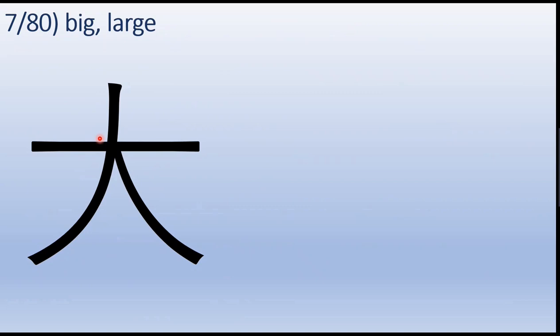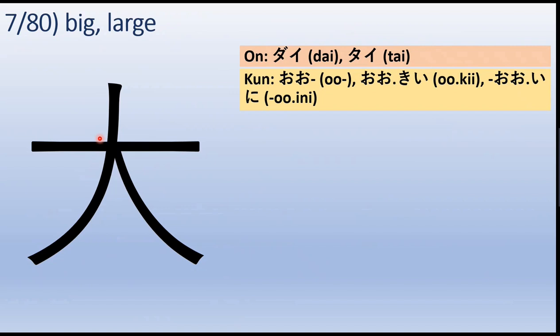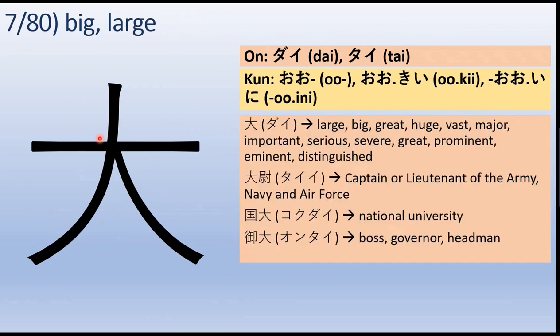The next kanji symbol is that of big or large. The on reading is dai and tai. The kun reading is o or oki or o ini. Dai means large, big, great, huge, vast, major, important, serious, severe, great, prominent, eminent, distinguished. So this symbol may be used to impart any of these meanings, and this is Dai. Here, this is Tai. Tai means the captain or lieutenant of the army, navy, or air force.